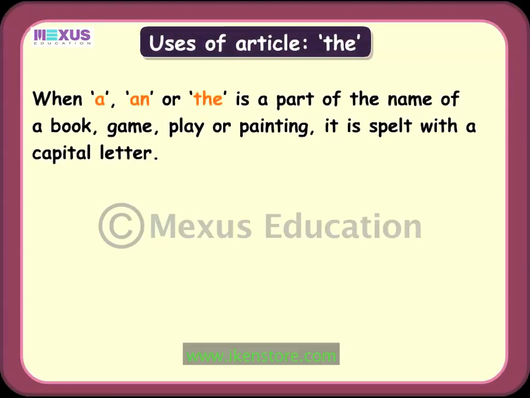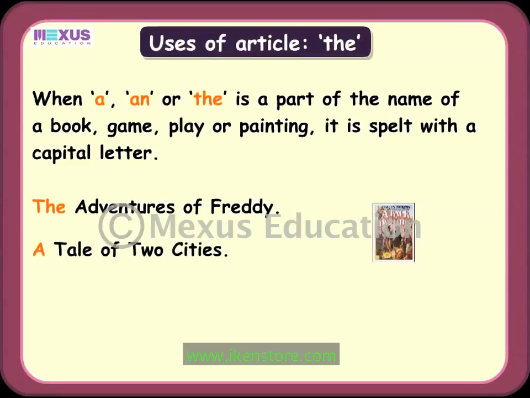In some previous examples, we have spelt the using small t. However, when a, an, or the is a part of the name of a book, game, play, or painting, it is usually spelt with a capital letter. Look at the following example. The Adventures of Freddy. A Tale of Two Cities.